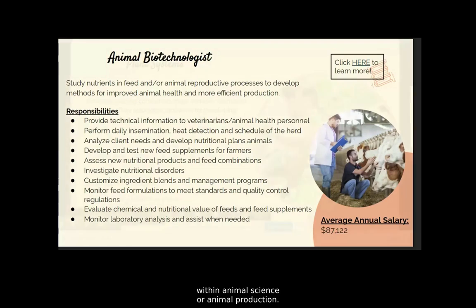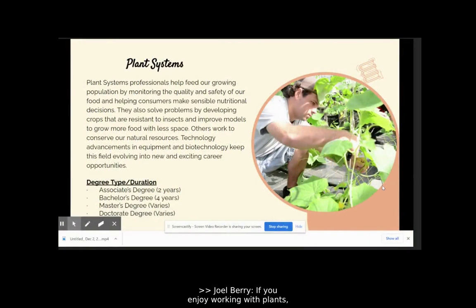If you enjoy working with plants, you may find the field of plant science to be an intriguing career choice. Plant systems professionals help feed our growing population by monitoring the quality and safety of our food and helping consumers make sensible nutritional decisions. They also solve problems by developing crops that are resistant to insects and improving models to grow more food with less space.